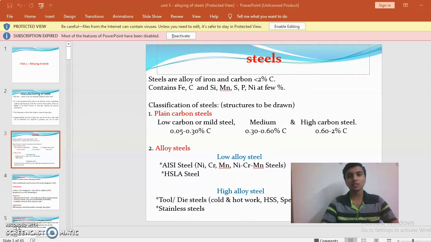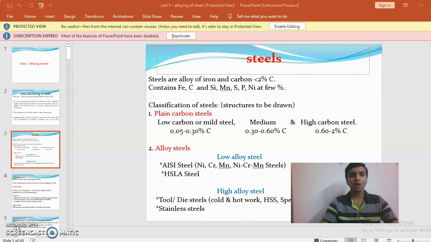Plain carbon steels are divided into 3 subtopics: low carbon or mild steel, medium carbon steel, and high carbon steel. Low carbon or mild steel has 0.05 to 0.30 percent carbon, medium carbon steel has 0.30 to 0.60 percent carbon, and high carbon steel has 0.60 to 2 percent carbon. These come under plain carbon steels.